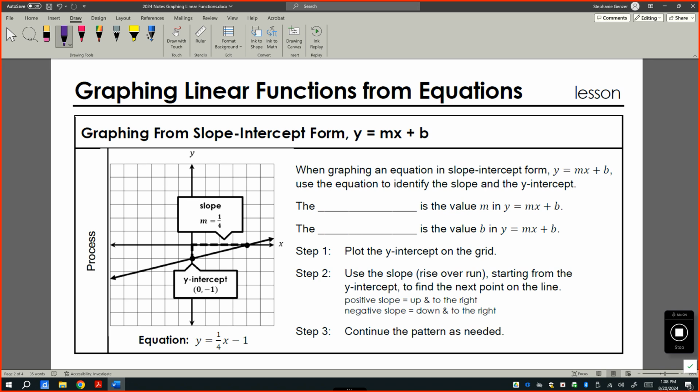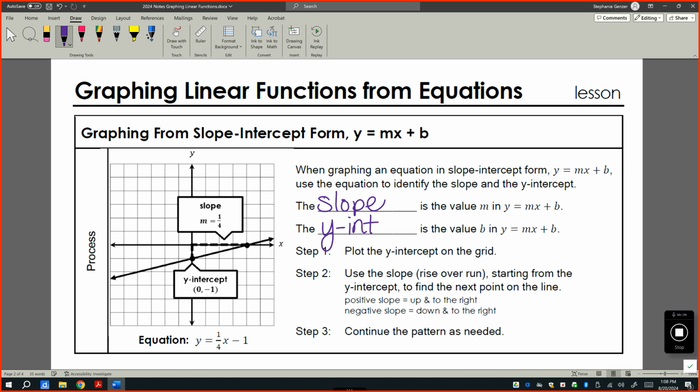Slope. Yeah, slope goes in the blank. So we're just going to put the word slope right in there. Slope is m. And the blank is the value b in y equals mx plus b. That would be the y-intercept. Great. We know those two things, so we can graph the line, okay?